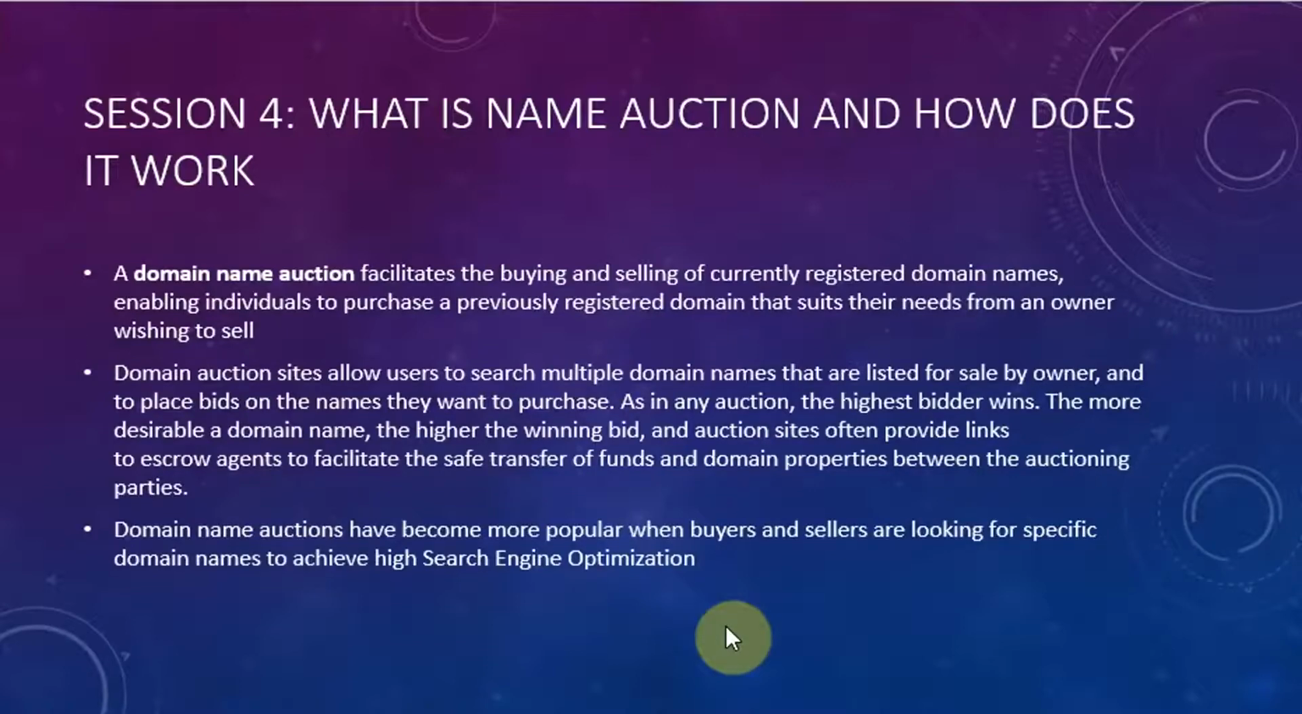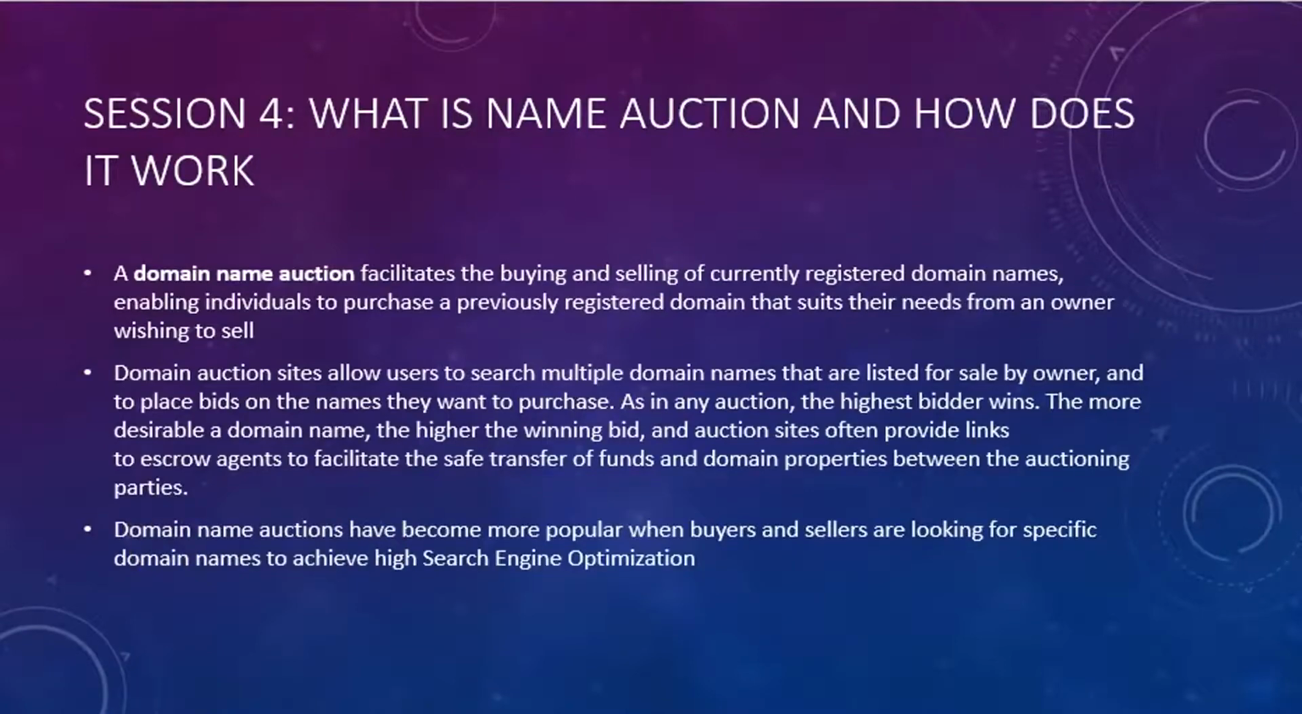There is actually a company that will do the auctioning, and then buyers and sellers of domain names come to that marketplace. Let me call it a marketplace. They come to that marketplace to bid and to buy and sell the domain name, in which an escrow agent or an escrow company will also be there to facilitate the safe transfer of funds and then the domain name properties between the auctioning parties. So that's how a name auction works.